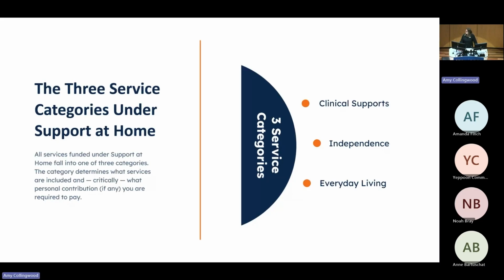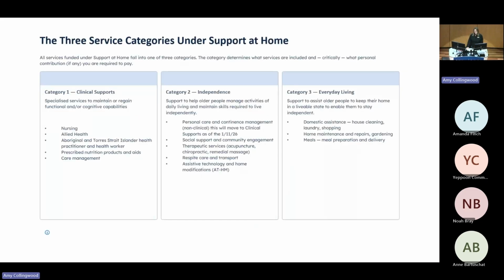Probably some of the most confusing things about the new Support at Home system and how we're managing those funds is it's broken up into 3 different categories. So you've got your clinical supports, independent, and then your everyday living. And where the services fall into each of these categories can also affect what your personal contribution could be. So I'll go through that a little bit in finer detail.